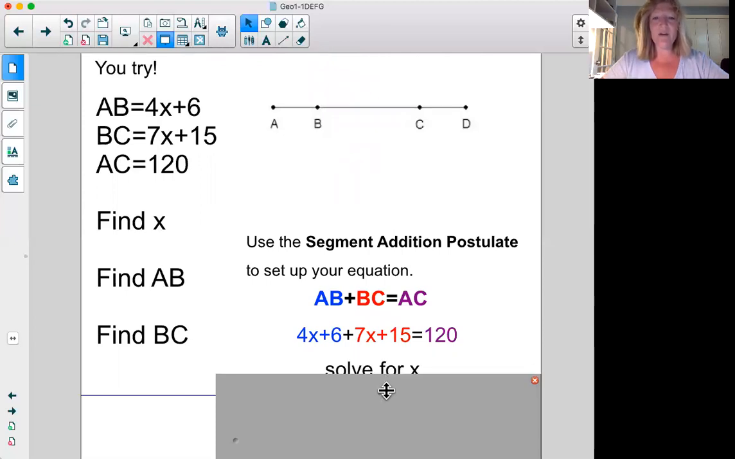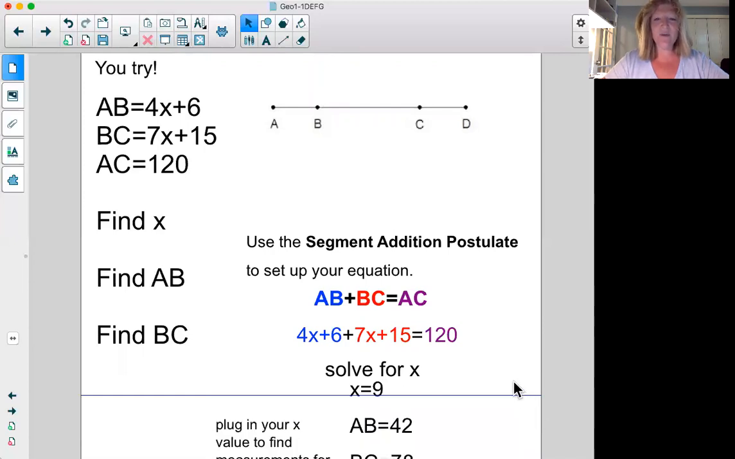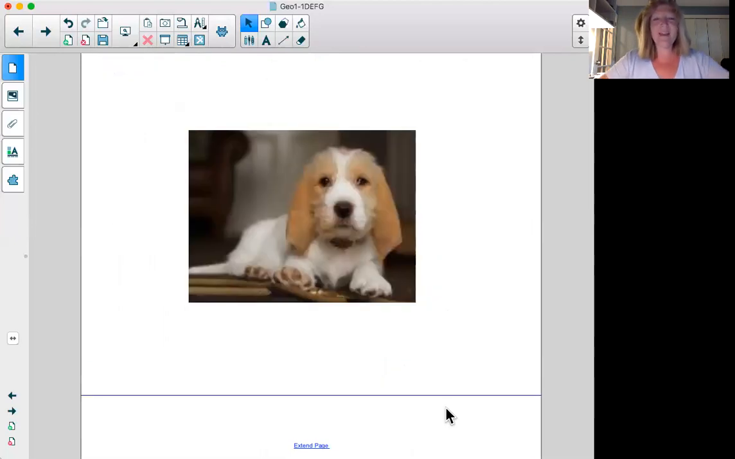We can combine our like terms and do our inverse operations to solve for x. We can then plug in 9 for x into our original expressions to figure out AB and BC. And a good check step is to know these 2 parts should equal the whole, and they do. And that is it for the segment addition postulate.